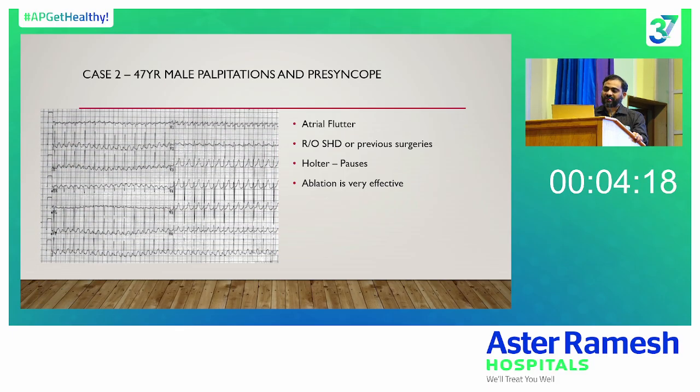Another patient coming to you with palpitations and pre-syncope. This, of course, is a flutter. Most of these patients have a structural heart disease, but keep in mind that most of these patients do have missed beats in the form of common, very constant and very prominent atrial ectopics. If you do a Holter, you will see some pauses in these patients. It is actually those pauses after the flutter terminates that is causing the syncope, not the flutter per se. And ablation is very effective in these patients.